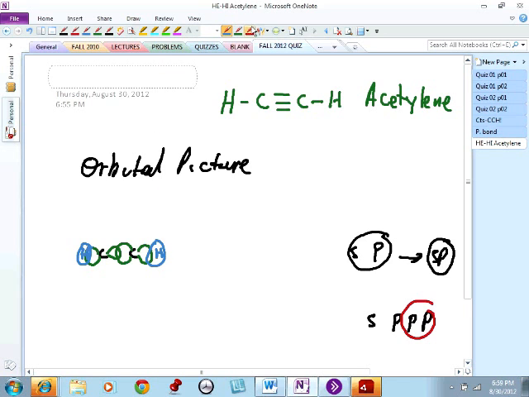Okay, in which you now have two electrons here, and between these two carbons, you also have two electrons. Now, what is left? You now have these two p orbitals left on each one of those carbons. Okay, so we have to show the p orbital.